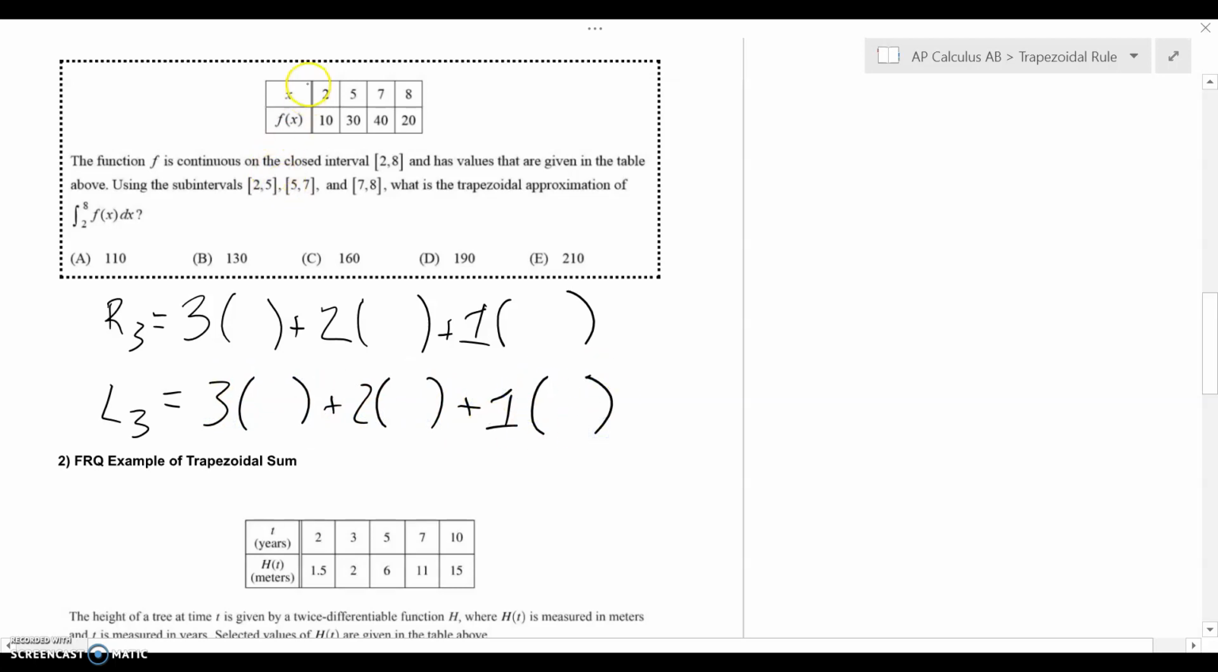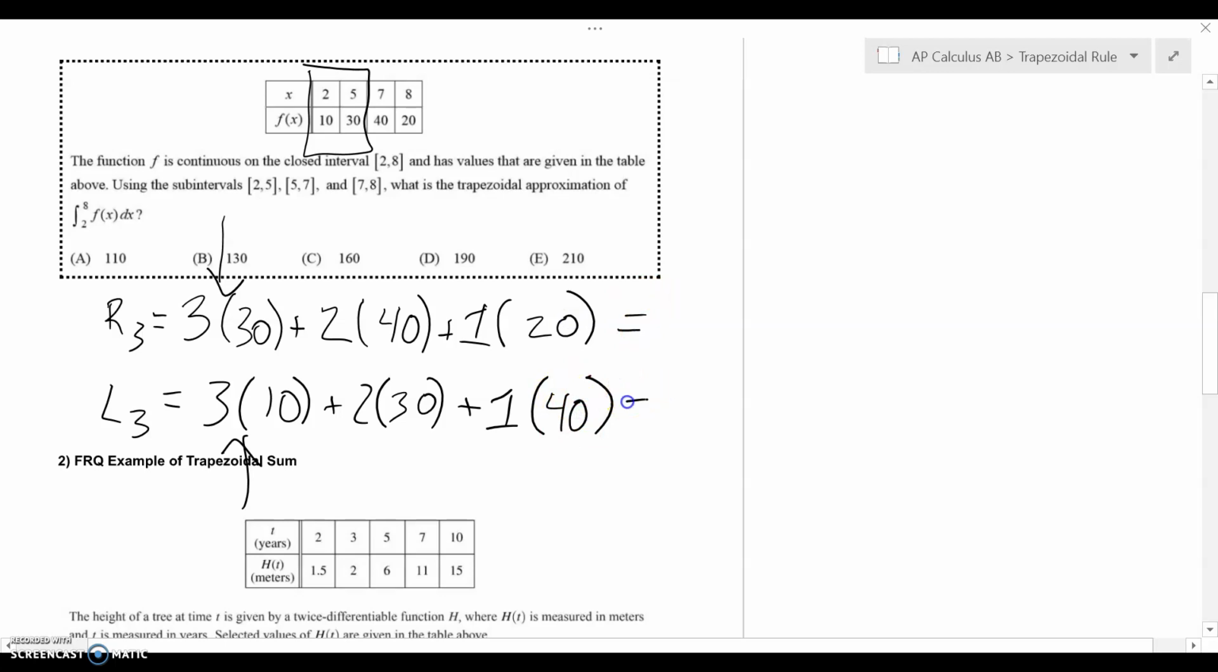So if we specifically look at 2 to 5, that's right here. That's our width of 3. That's this first entry that we did. If we use the right edge, we're using the 30 as the height. If we do the left edge, we're using the 10 as the height. We'll shift our view over to the 5, 7, 30, and 40. If we go right edge, we've got 40 for our height. If we go left edge, we've got 30 for our height. Shift our view one more time. We've got our 7 to 8. Our right edge is 20, and our left edge is 40.